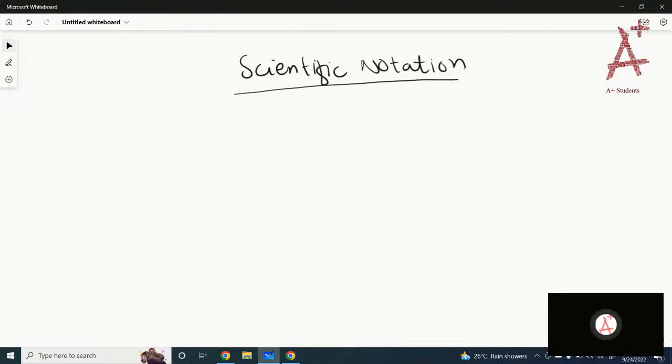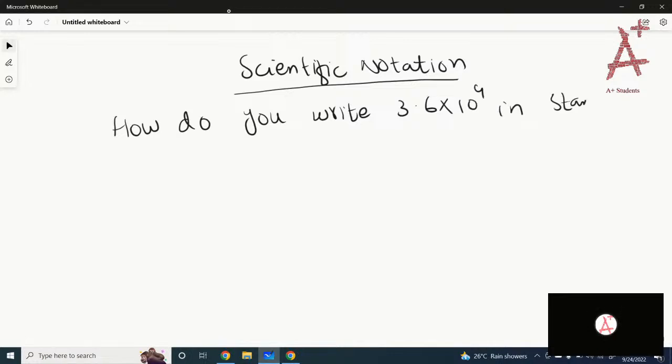Scientific notation is just another way to write down the numbers, to represent the numbers. Okay, so let's start with an example. How do you write 3.6 times 10 exponent 4 in standard form? So basically, this is the scientific notation. Got it? We have to write it in standard form.